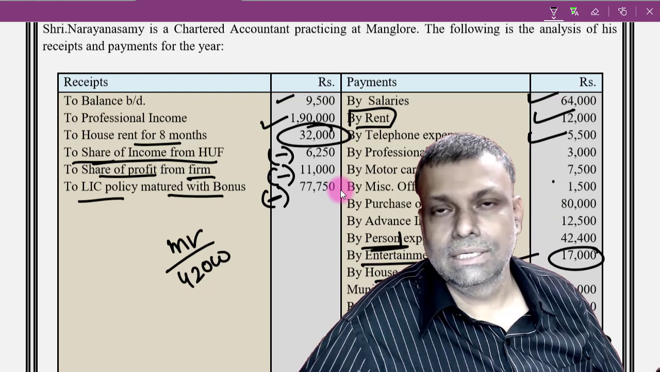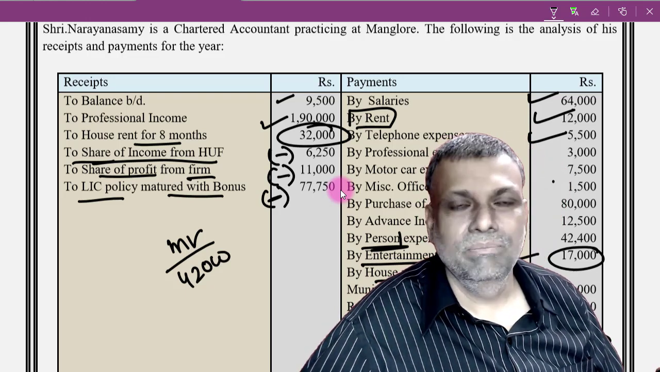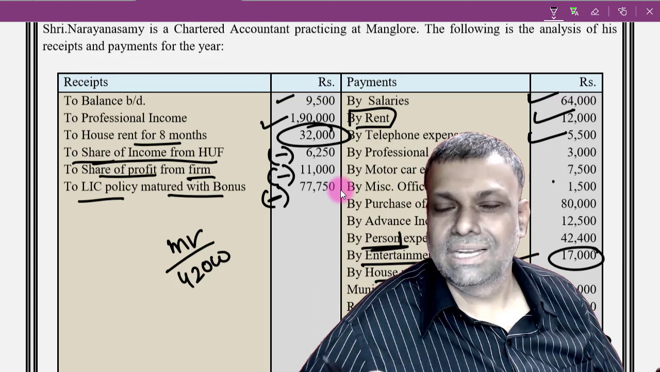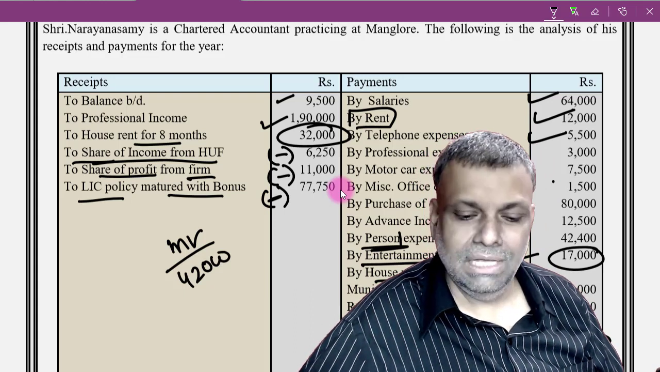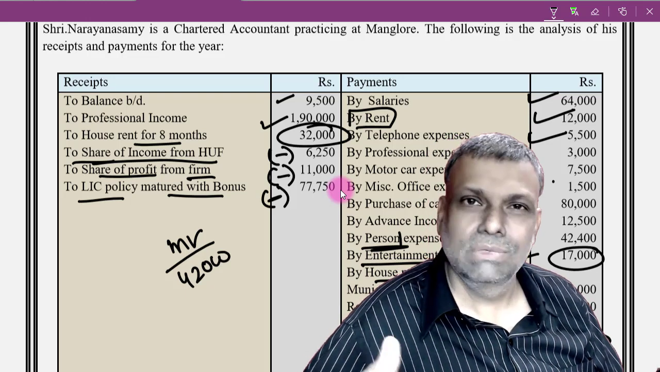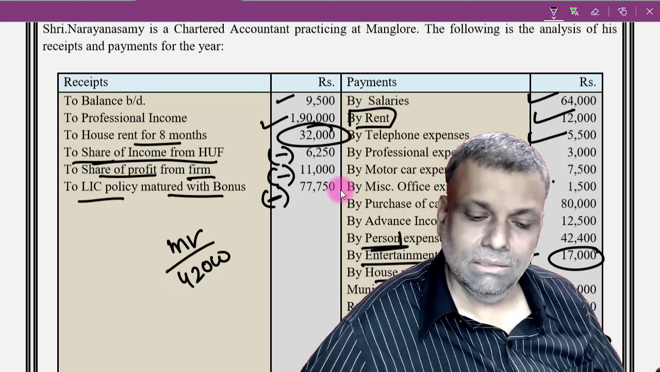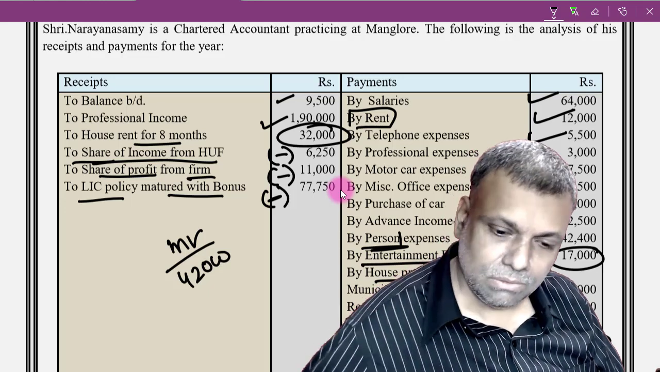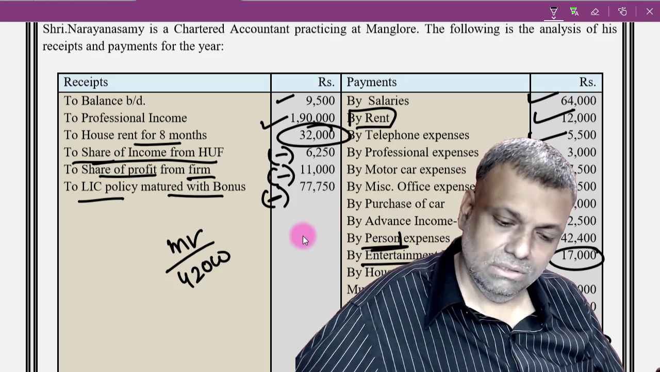I will also less it. However, for LIC policy, old policy, new policy, there are some conditions under section 10. However, that exact data about LIC policy is not given here. So we can by default say that it's an exempt policy and it is not chargeable to tax. So this is your situation.